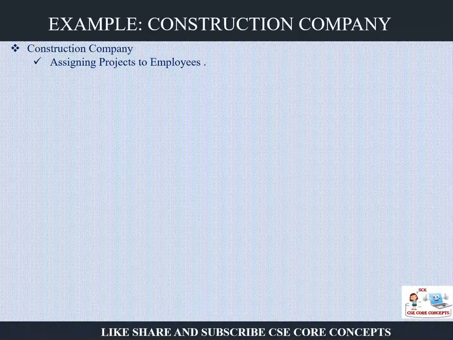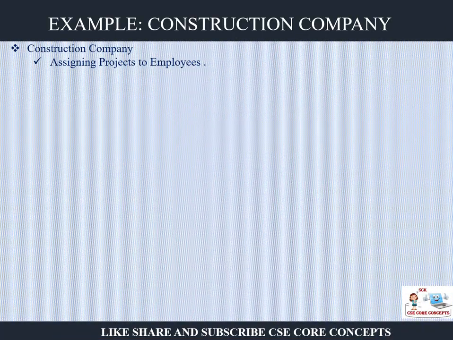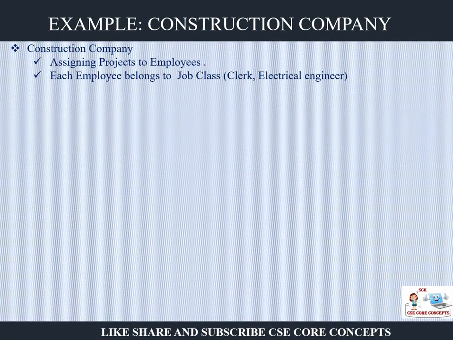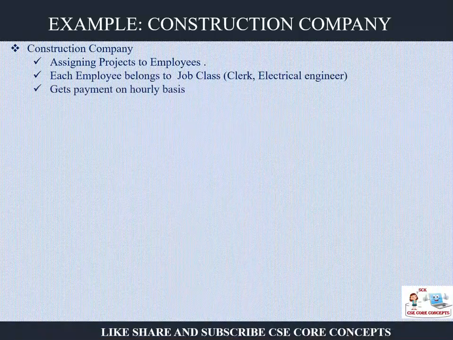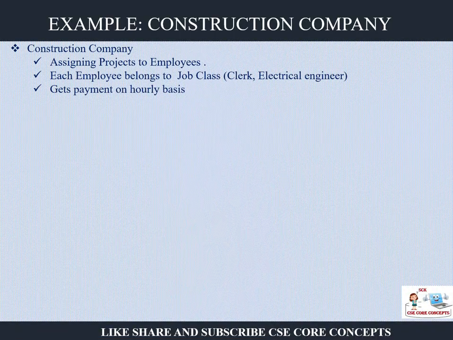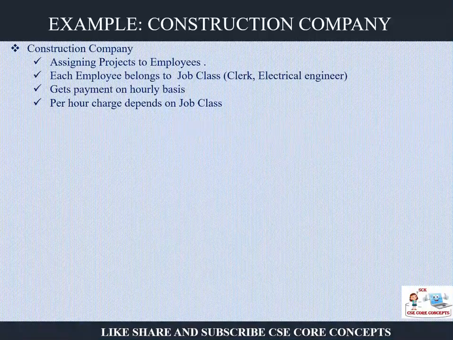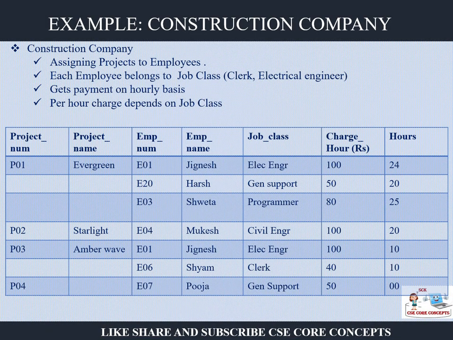Let us say we have a construction company which assigns projects to employees, and each employee has a job class, meaning the category he is working in, like whether he is a clerk, an electrical engineer or a plumber. He gets paid on an hourly basis, and the per hour charge also depends on the type of job he is doing. So based on that, we are creating a table where we want to keep the details of the project number, name, employee number, employee name, job class, charge per hour, and the number of hours that person has totally worked.